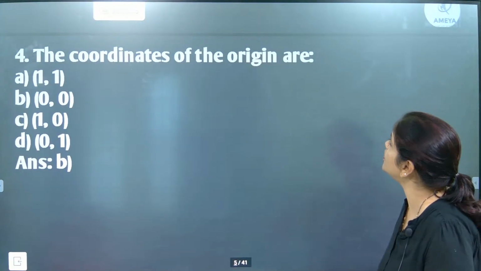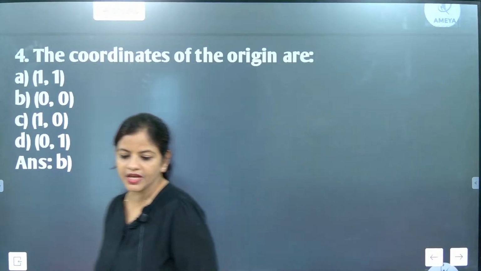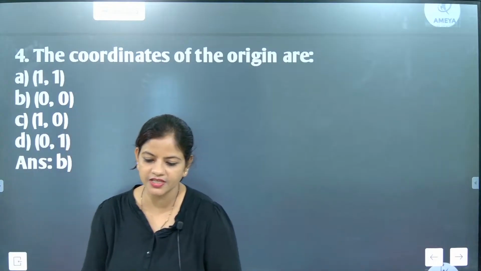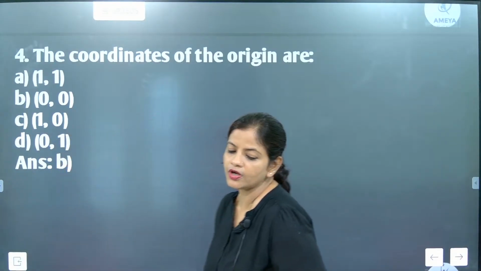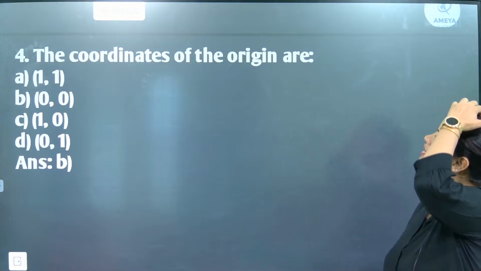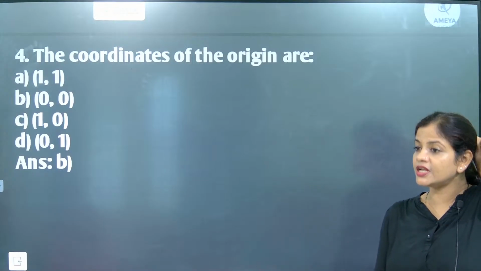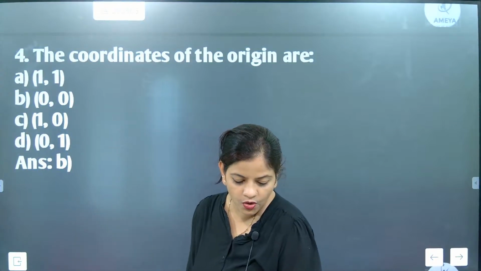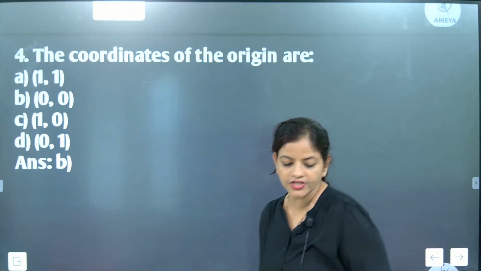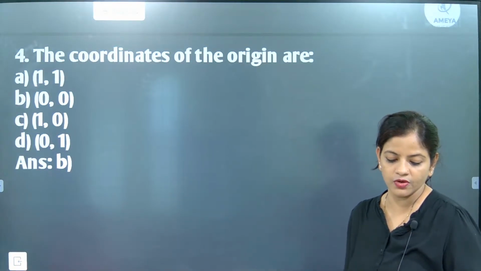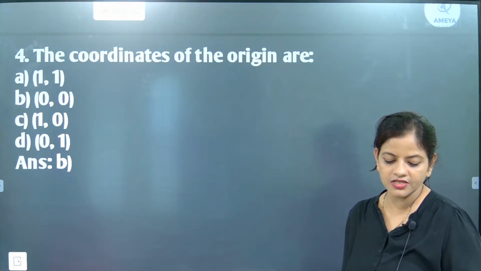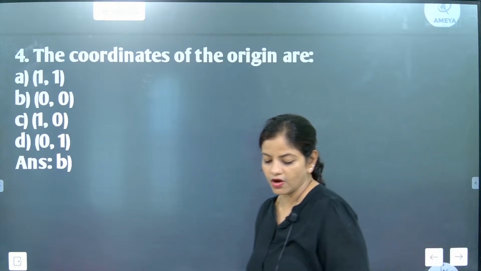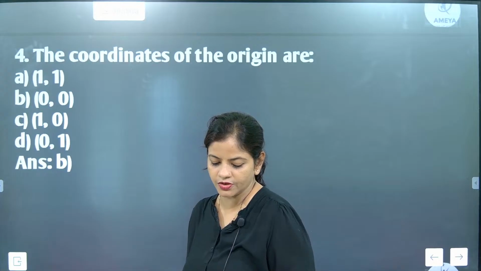The coordinates of the origin are. What can they be? Can you tell me one thing? What are the coordinates of the origin? The coordinates of the origin are 0, comma 0. Understood?